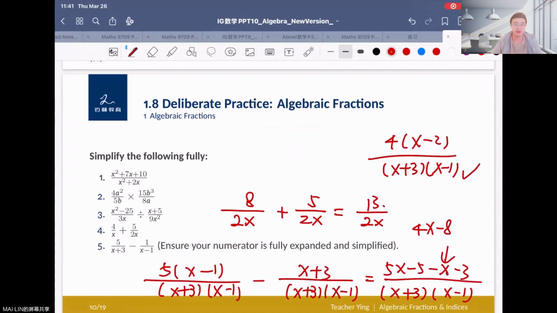So that's all of today's lesson. I hope you can truly understand how to calculate algebraic fractions. Okay, sometimes it will be harder in the past papers. So after class, I also hope you can do some deliberate practice with these topical papers.